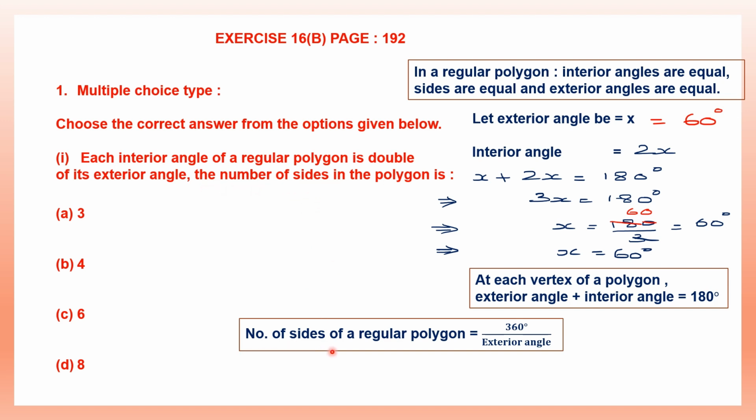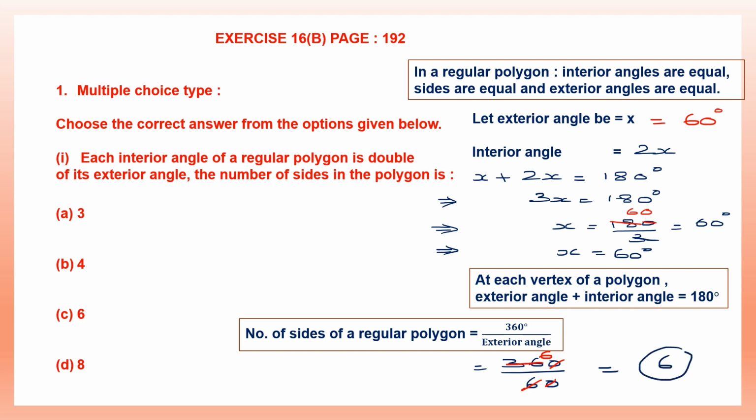So now let's use this. Number of sides of a regular polygon is 360 divided by the exterior angle. We just found the exterior angle to be 60. So we can do this division like this. 360 divided by the exterior angle, which is 60. Now cancel, 36 and 6, 6 6s are 36. That means this is equal to 6.